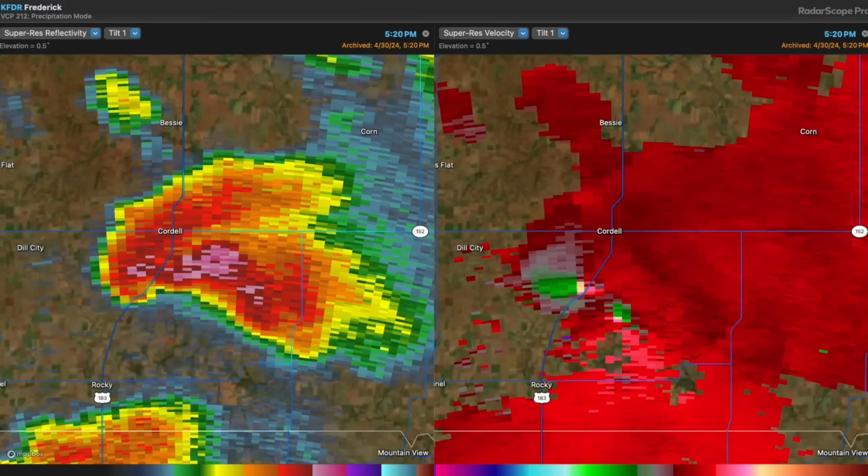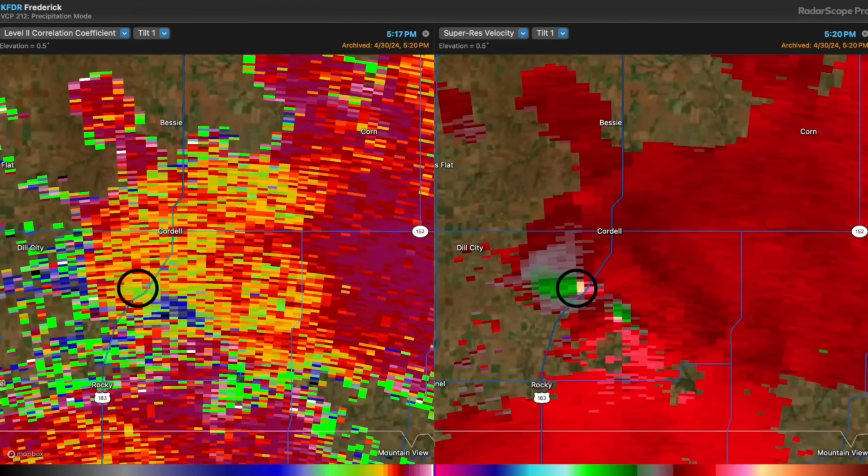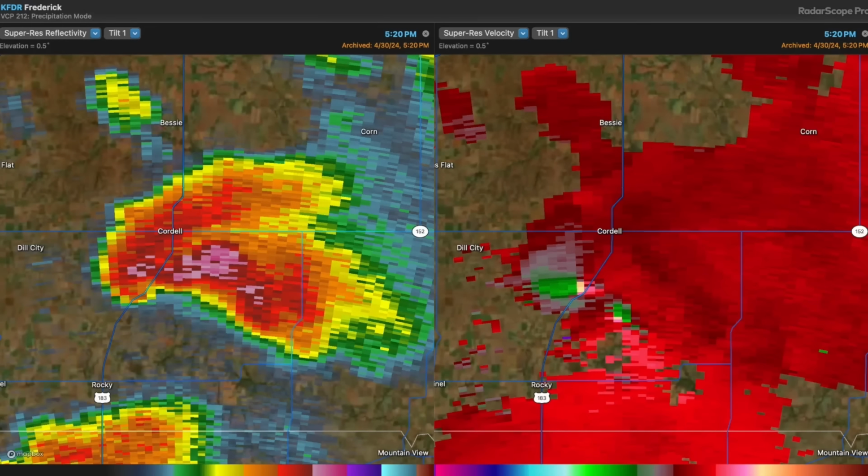Can we confirm a tornado with this TVS? Taking a look at correlation coefficient, we don't see a concentrated area of lowered values coincident with the TVS. Although we do have lowered values here, they're part of this broader area of lowered CC, rather than a concentrated area of significantly lowered CC compared to areas around it. You could also look at differential reflectivity and spectrum width, but unfortunately this particular archive is missing those products. So there's not enough evidence to confirm a tornado debris signature and therefore a tornado with this couplet, but it's clearly a legitimate tornado vortex signature.